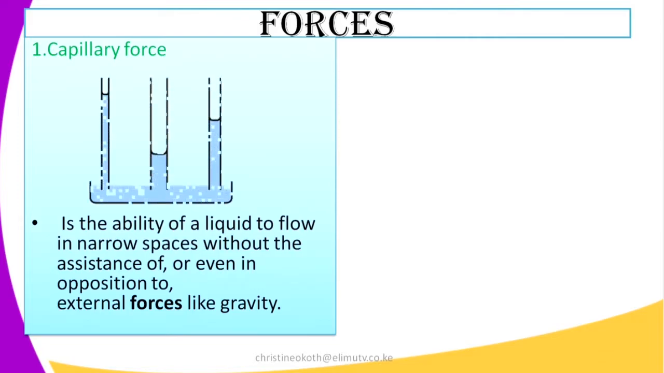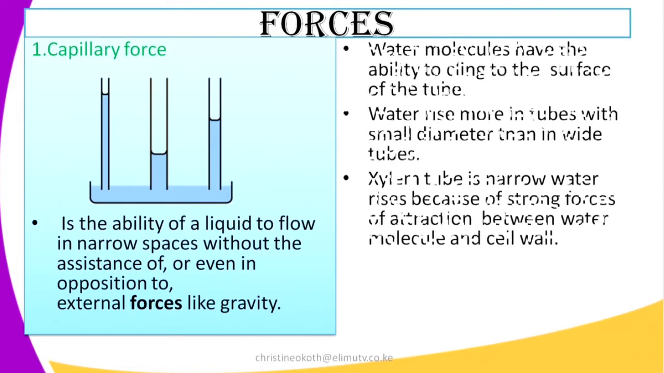So if you look at our illustration here, we have test tubes which have different diameters. One is very narrow, another one is slightly narrow, and the other one is larger. In which of these tubes is water going to rise at a faster rate? It is surely going to be the tube which is very narrow, because the water is going to come in with a lot of force because the diameter is very small.